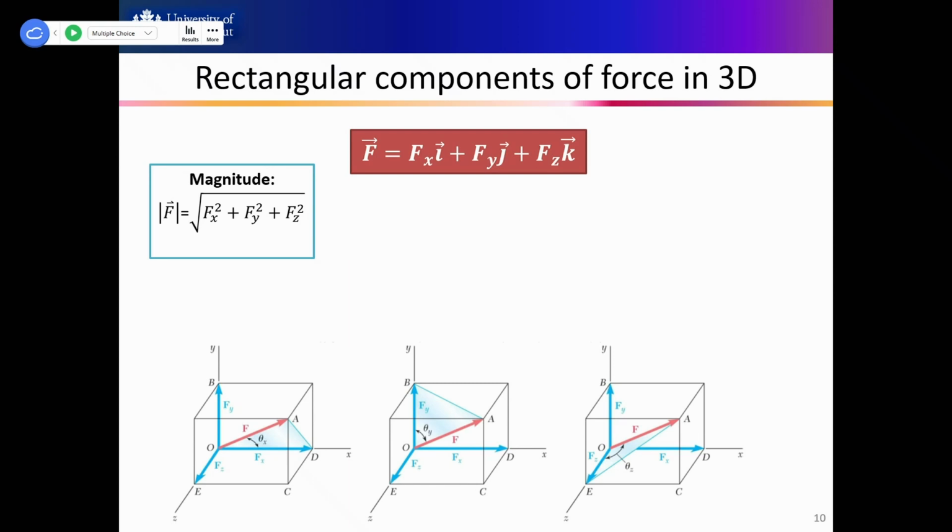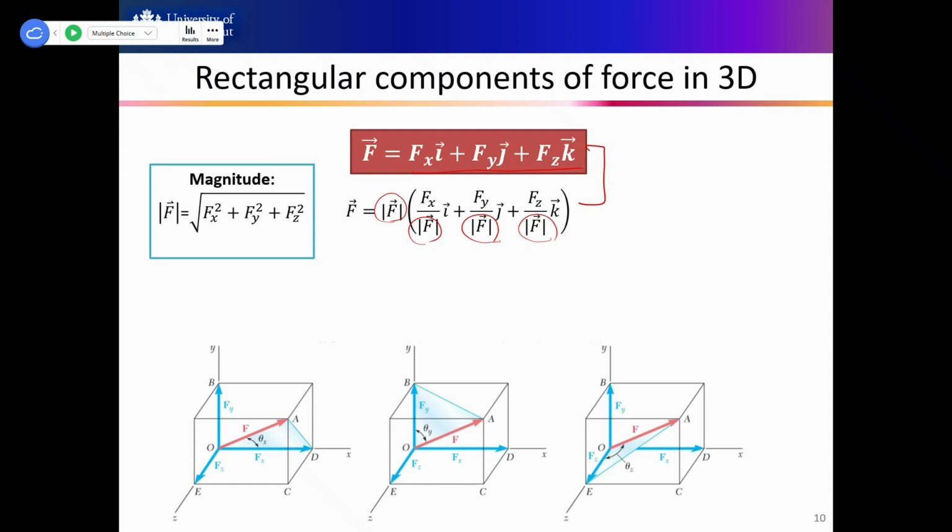Now I'd like to link this with these three angles. To do that, we need some intermediate procedure. First, I multiply by the magnitude and divide by the magnitude for all three components, so these two expressions should be equivalent. Any questions about this? This is still an intermediate procedure.